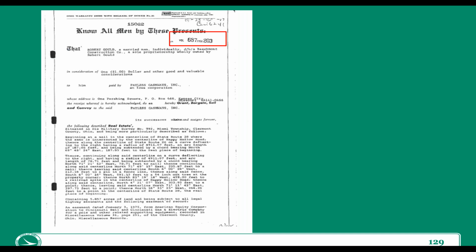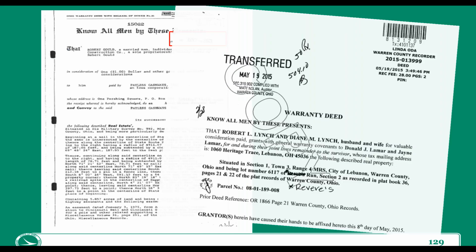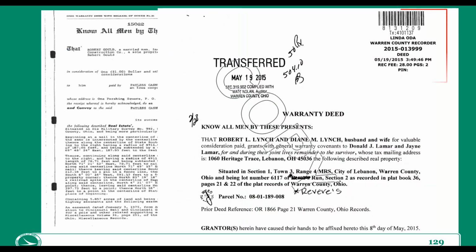So in that courthouse or records room, there's going to be a deed volume 687 page 203, and there's also going to be an OR volume 687 page 203. You have to be clear so that anybody who picks this up and reads it understands it.